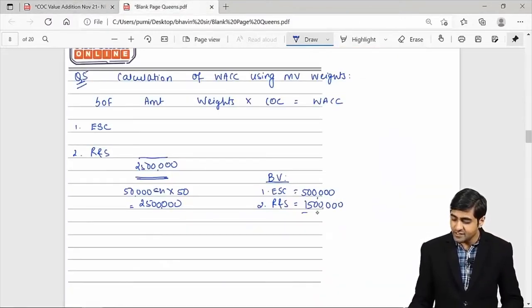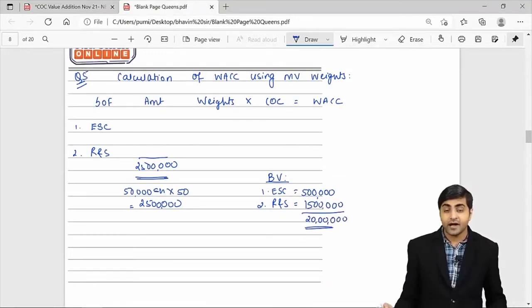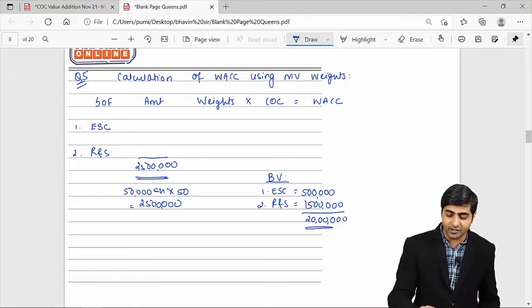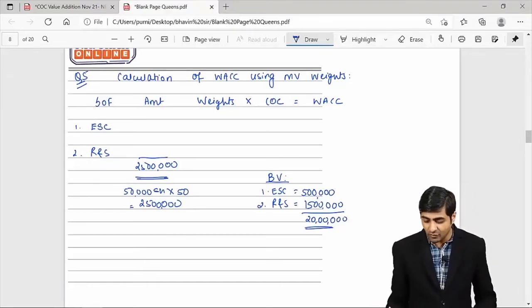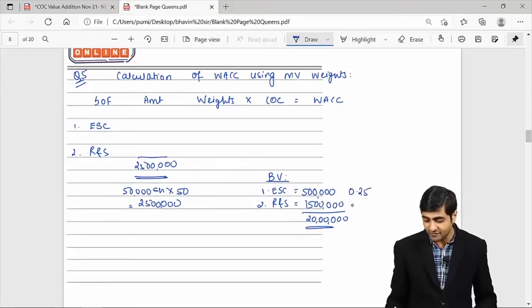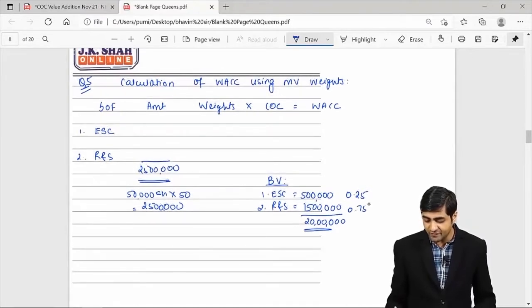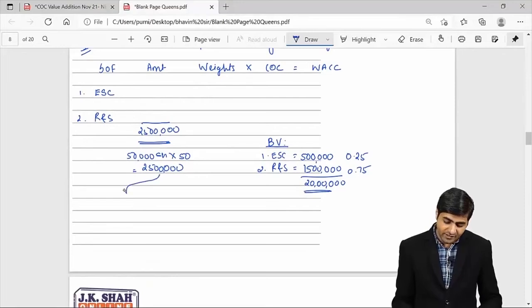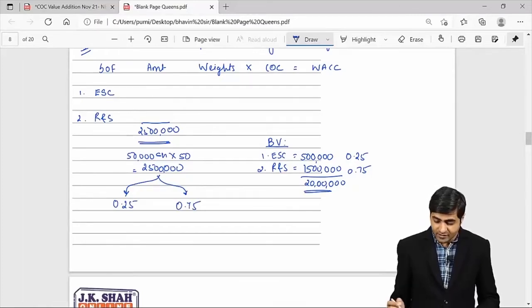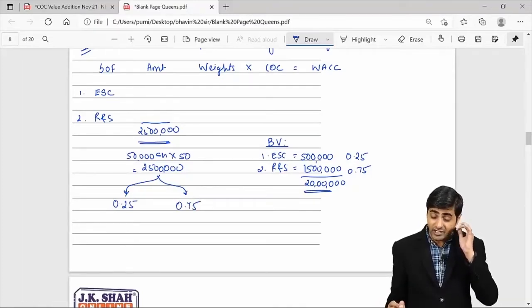So basically this is total 20 lakhs. And guys, now we have equity share capital proportion as 5 divided by 20. So that's nothing but 0.25, and obviously this will become 15 divided by 20, which is 0.75. So guys, you can just bifurcate now this 25 lakh rupees into two components, 0.25 and 0.75. 0.25 being your equity share capital.